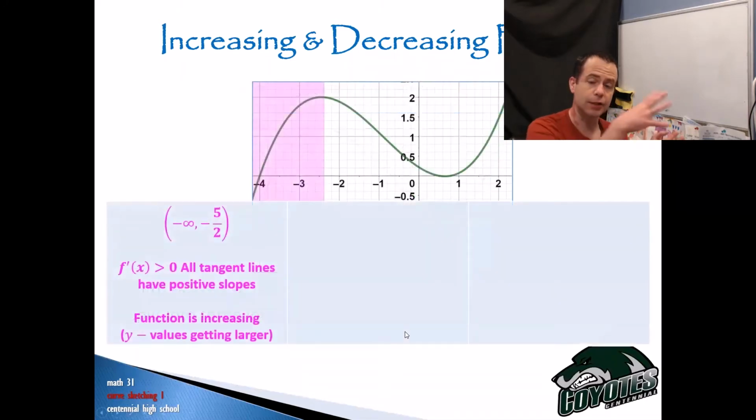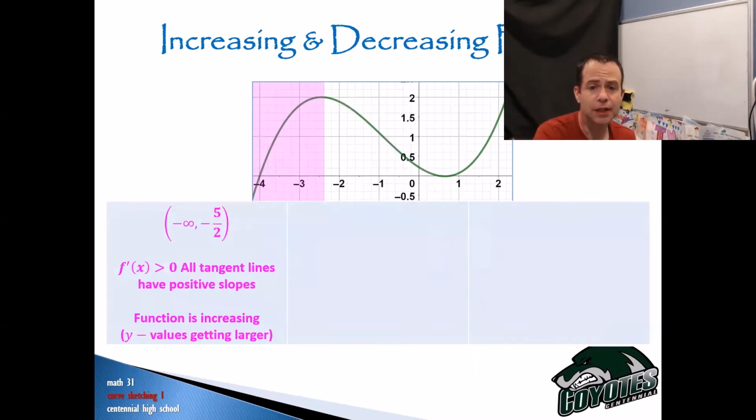So this first section, the one on the far left, would be from negative infinity all the way up to -5/2. And for that section, the derivative would be greater than 0, and all of the tangent lines would have positive slopes. And the actual position function is increasing. The y values are getting larger as we go.